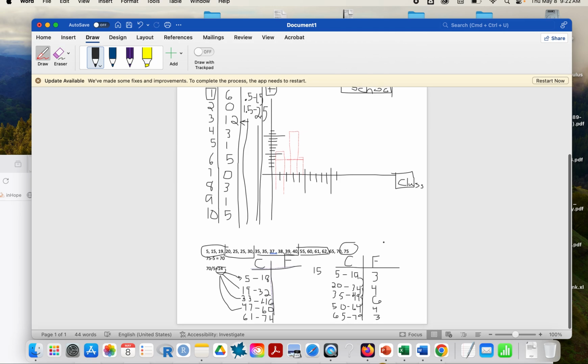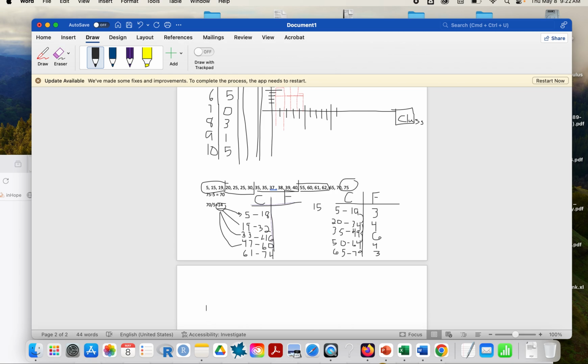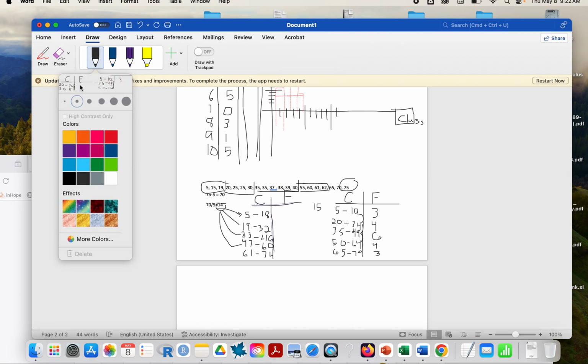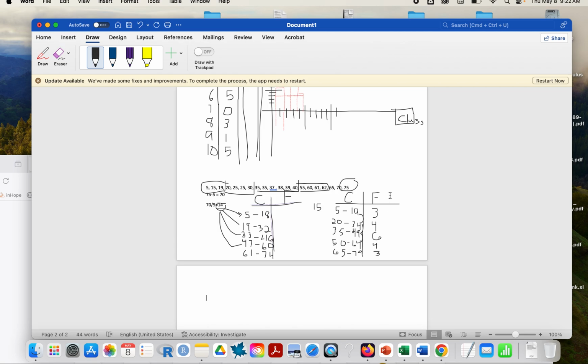Now, making sure I counted right. Good. I'm going to pop to the next screen. So, to make our class boundaries, come on, draw.